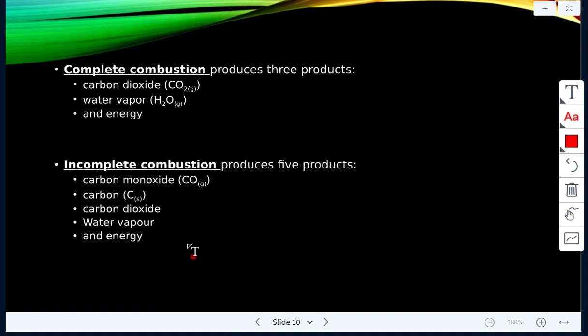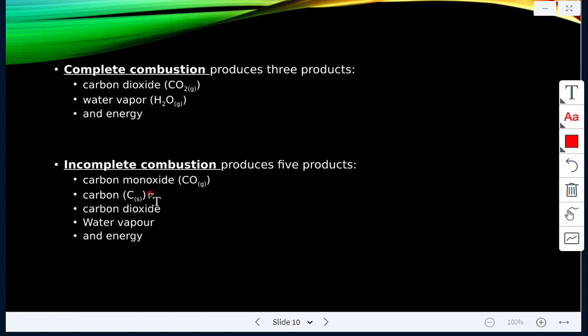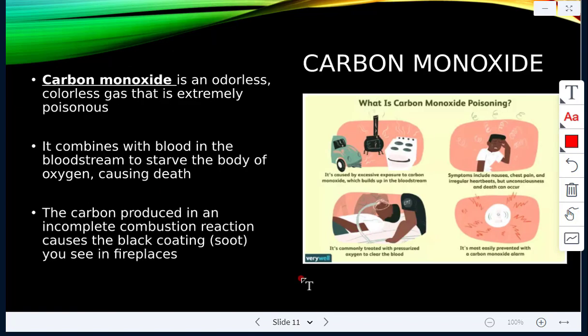All right, so there's 2 extra products being produced in an incomplete combustion. It's carbon monoxide and carbon. And you may have heard of carbon monoxide. It's an odorless, colorless gas, and it's extremely poisonous. Basically, it combines with blood in our bloodstream, and it starves the body of oxygen, which will eventually cause death. And the carbon that's produced, the second product here, produced in an incomplete combustion reaction, causes black coating or soot like you would see in fireplaces.